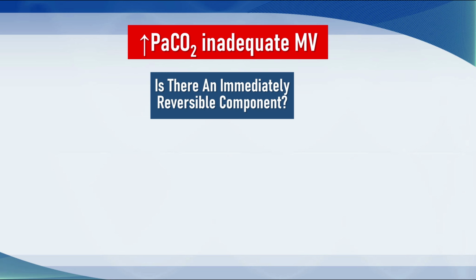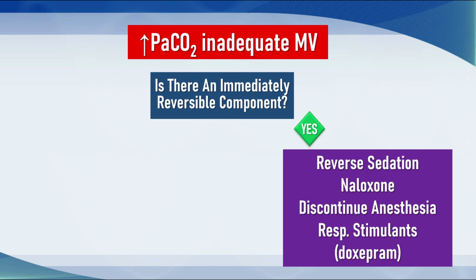For most patients where you see a high PaCO2, that means inadequate minute ventilation, and you must ask yourself, is there an immediately reversible component? For example, if there is, you might be able to reverse sedation with flumazenil or naloxone, or discontinue anesthesia or reduce the level of sedation, or you might even give the patient a respiratory stimulant like doxapram.